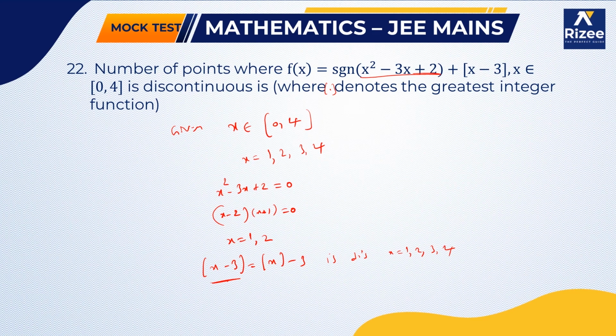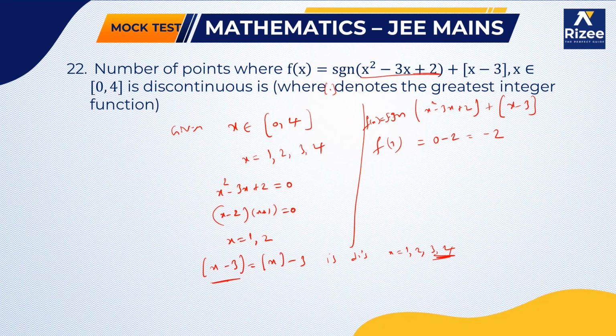Including the two functions, signum of x square minus 3x plus 2 and step of x minus 3, f of x equals f of 1. 3 and 4 are the discontinuous points, so I am taking 1 and 2 as the points to check. F of 1 is equal to 0 minus 2. Now I am taking f of 1 plus, which is equal to minus 1 plus 0 minus 3, which is equal to minus 4. So f of 1 is equal to minus 2, f of 1 plus is equal to minus 4. From these two we can say that it is discontinuous at 1.